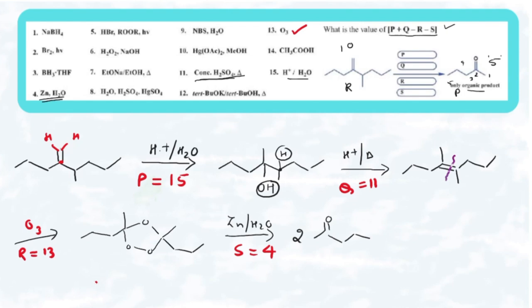Let's solve for P plus Q minus R plus S. 15 plus 11 minus R is 13, and S is 4. So solve for this. What you're going to get here is 9. Therefore, 9 is the right answer.